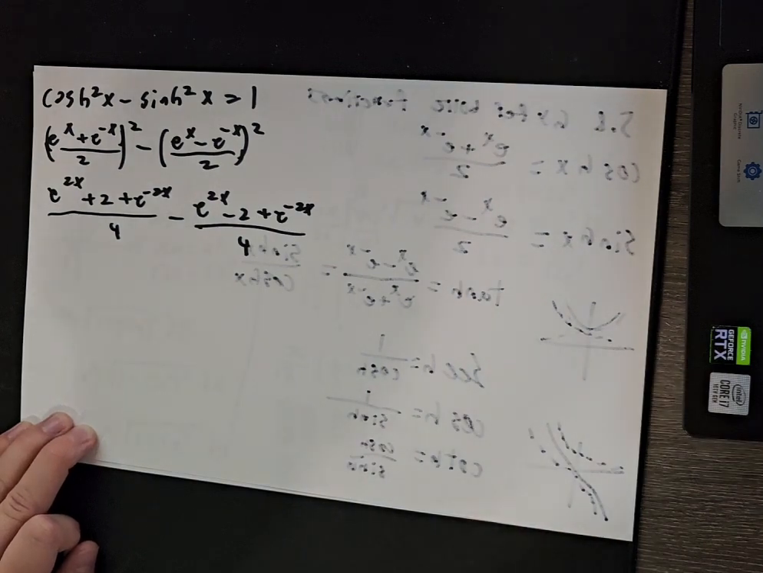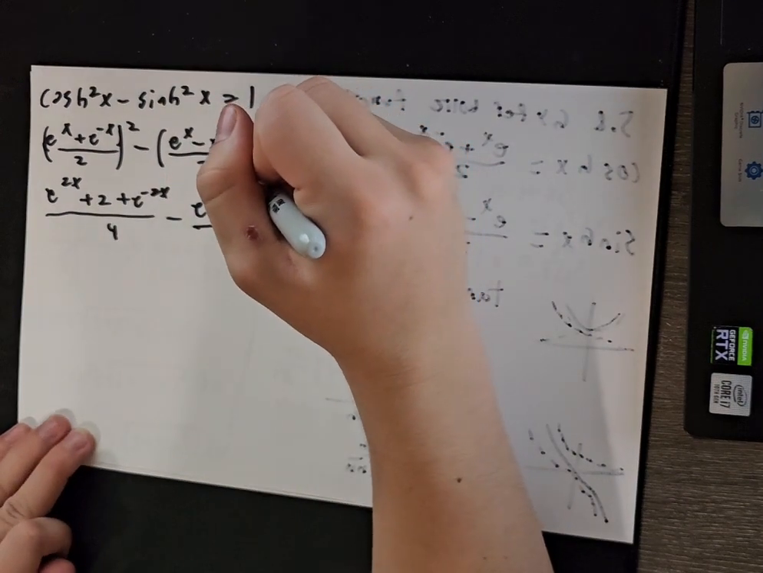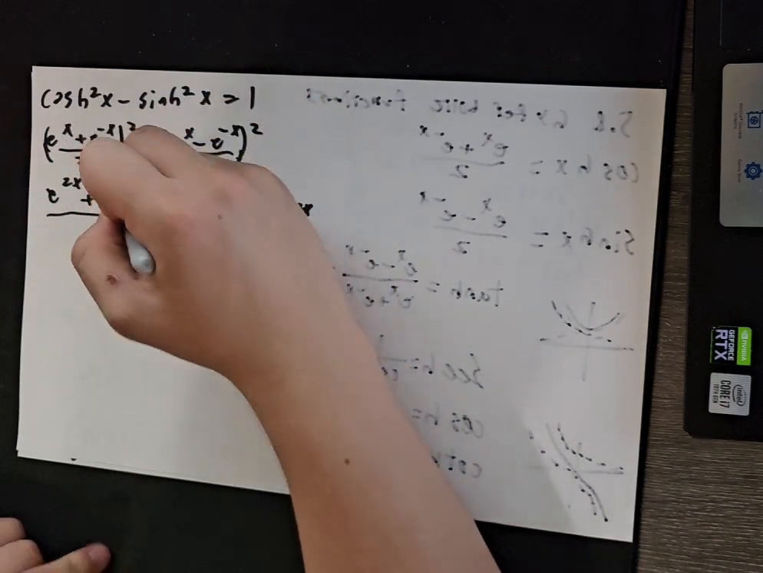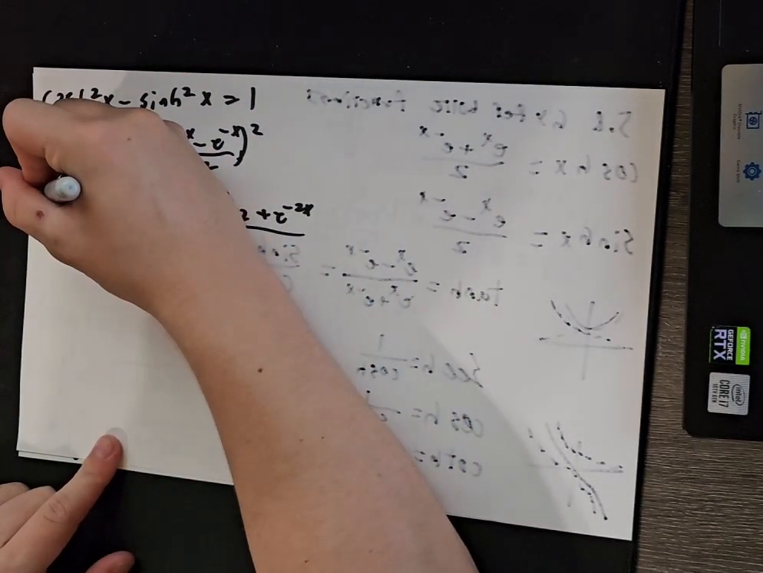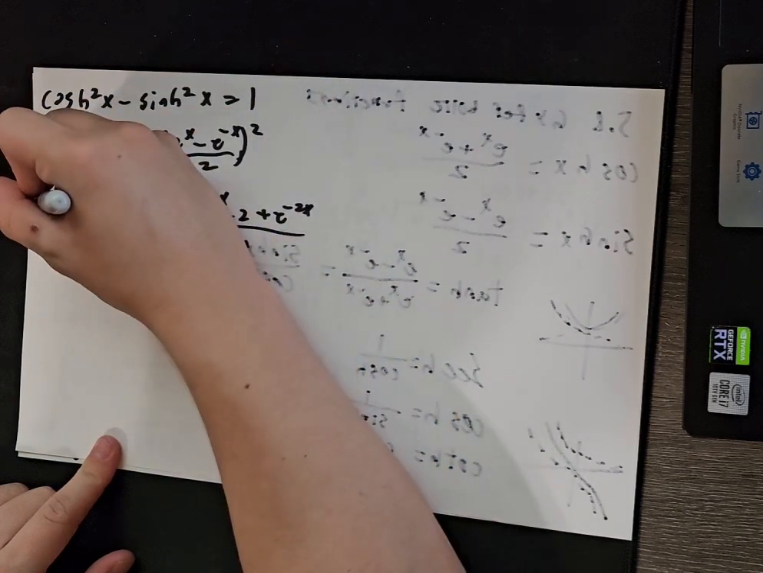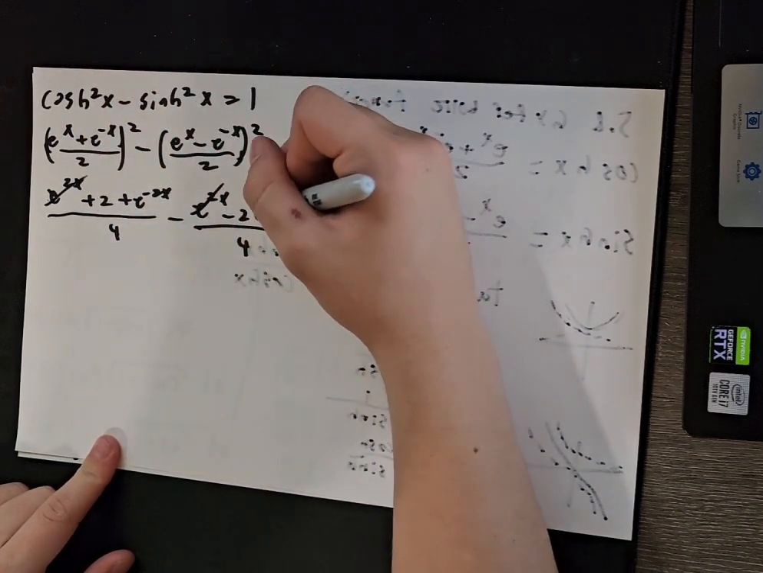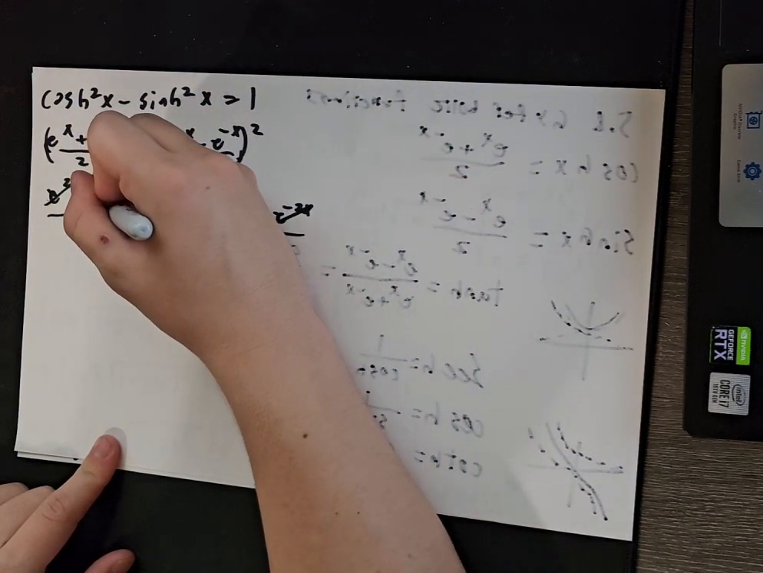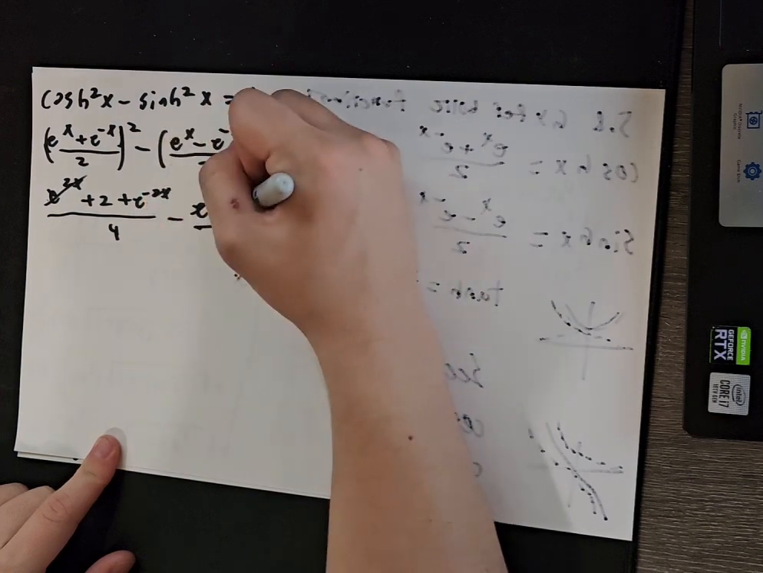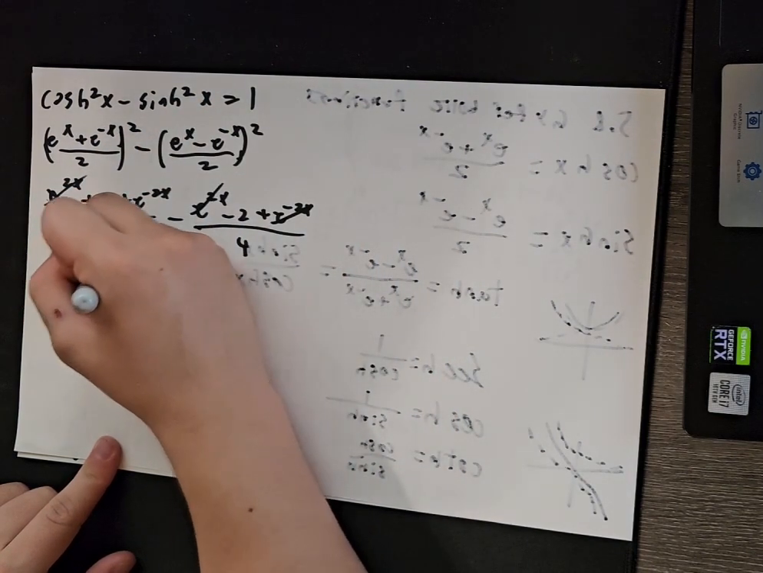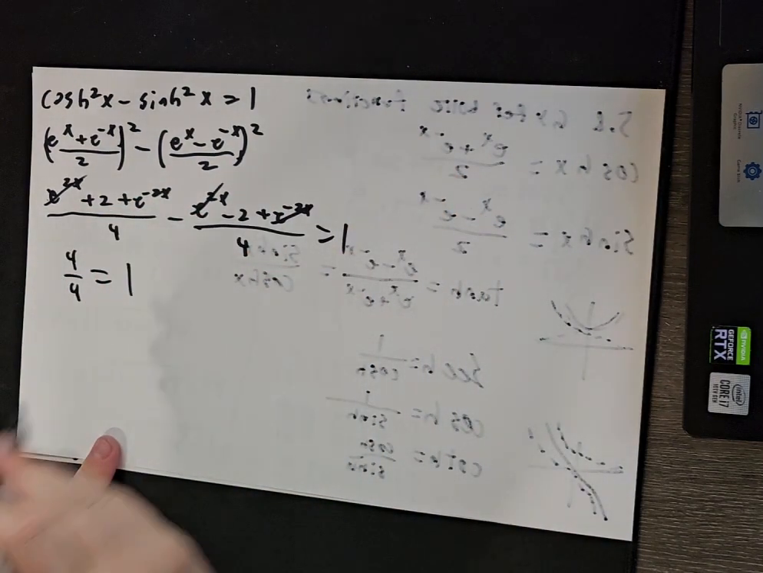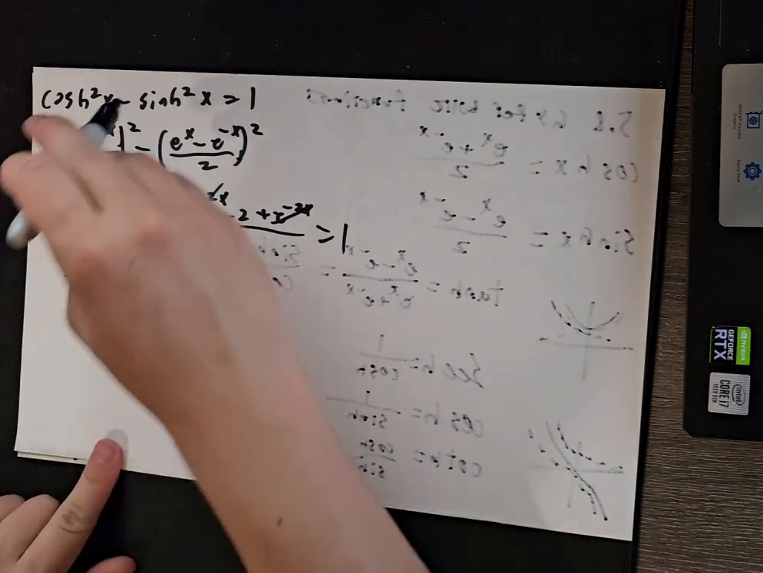Now, these 2's will cancel out, and for these 2's, this 2 will become positive. All these e's, e to the 2x minus e to the 2x, cancel out. E to the negative 2x minus e to the negative 2x will cancel out. Since this is a positive 2, this will become positive because of that negative sign. We get 4 over 4, which equals 1. So we have now proved this identity.